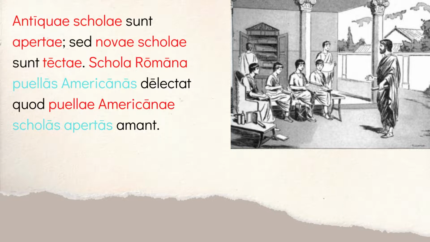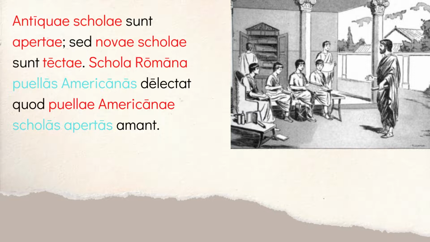And again, it's just repeating a lot of what we've been saying to help you memorize these words and practice the grammar, right? So ancient schools are open, but said novae scholae, new schools, are tectae, right? They're enclosed, okay? And notice how all of these are plural. Antiquae scholae, right? Ancient schools are apertae, open. Novae scholae, new schools, are tectae, closed, right? Which is true. We've closed them off.